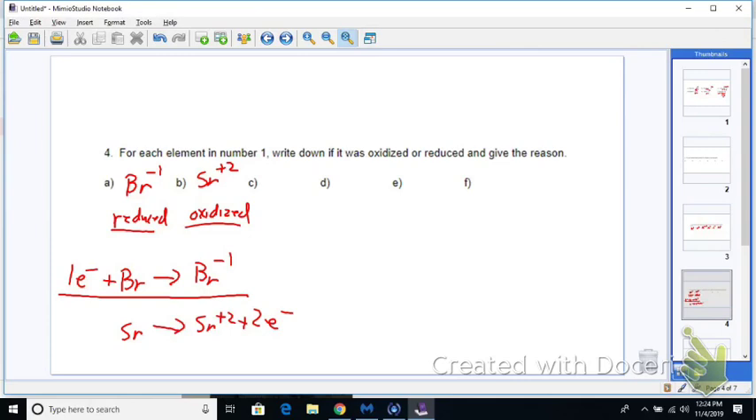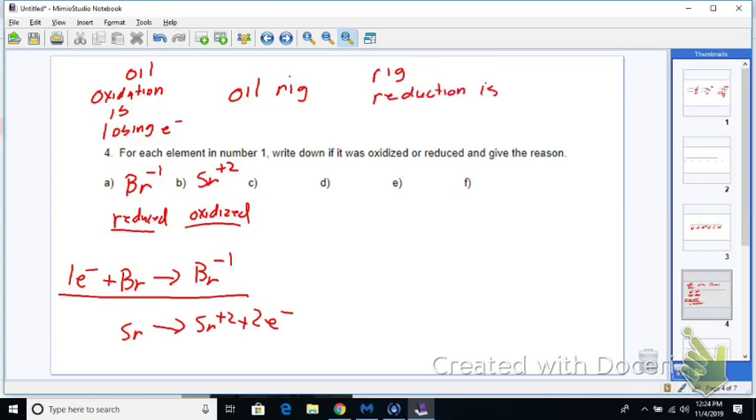So we've got this phrase that says OIL RIG. What does OIL RIG stand for? Oil is oxidation is losing electrons. And in the RIG part of it, reduction is gaining electrons. That's a way you can remember, again, if you did forget. That's kind of how you differentiate between those 2.